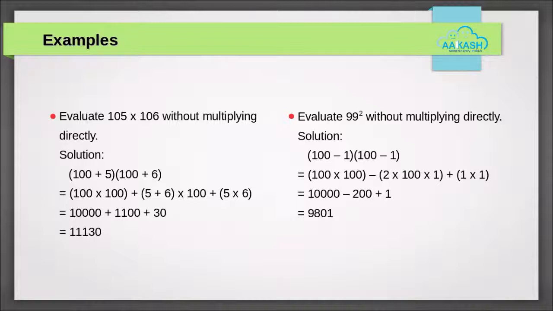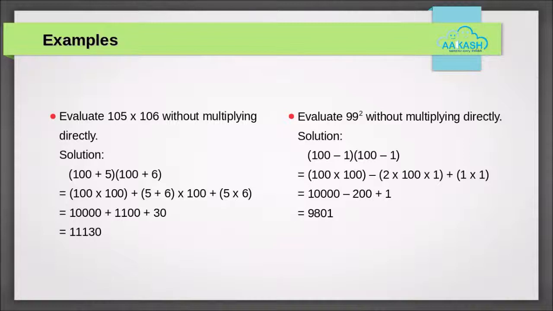The identity says that the first term is the square of x, the middle term is the sum of a and b multiplied by x, and the last term is the product of a and b. We substitute the values at the corresponding places and get the result fairly easily.